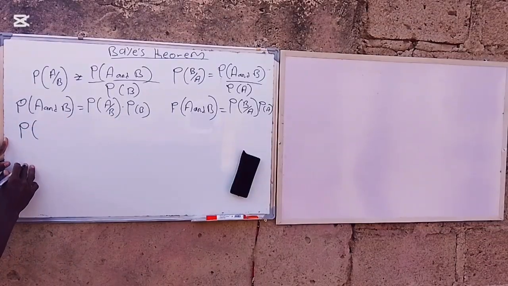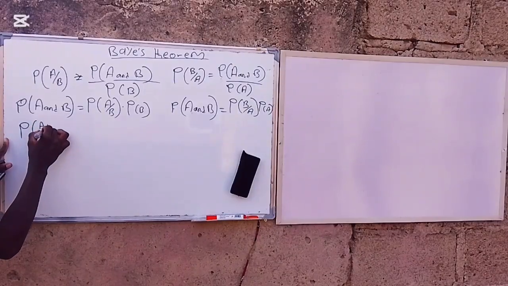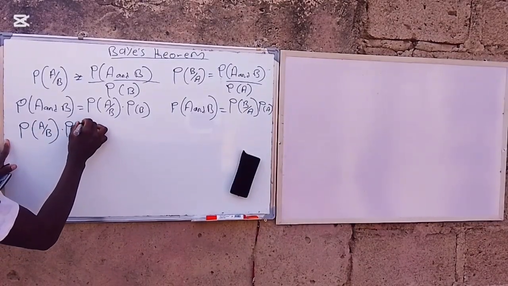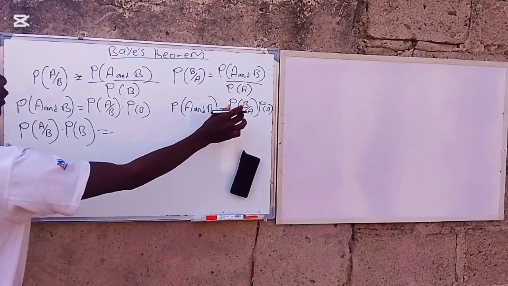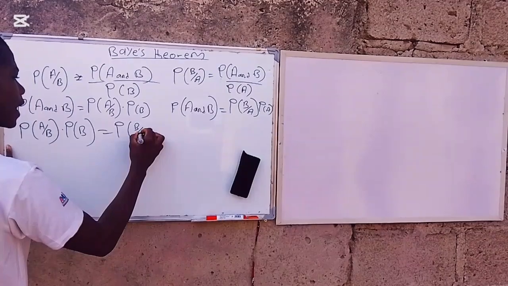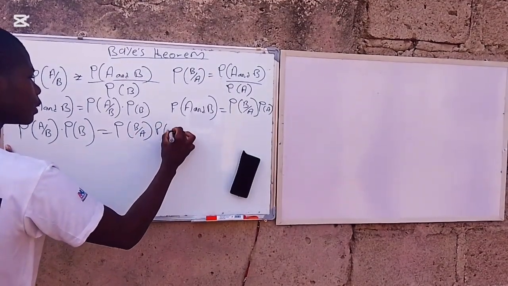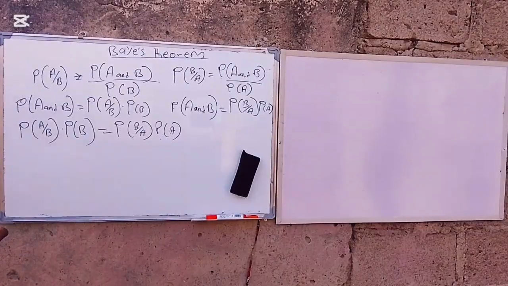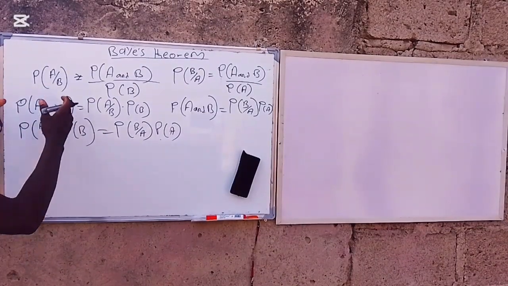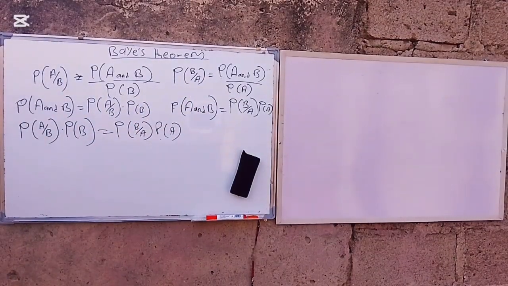So the probability of A given B multiplied by the probability of B should now be equal to the probability of B given A multiplied by the probability of A. As you can see, the probability of both of them, this is the same thing as this, and also this is the same thing as this.